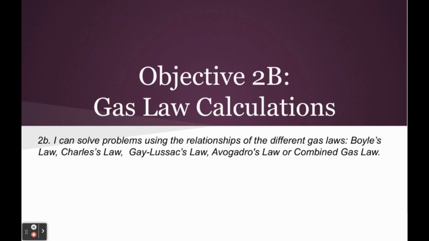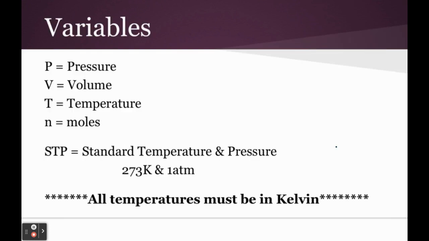Everybody, in this video we will learn Objective 2B, our gas law calculations. We have 5 separate gas laws that we will learn in this objective, but they are all pretty closely related to each other. These are our variables that we'll be dealing with in our gases unit. P stands for pressure, V for volume, T for temperature, and lowercase n for moles. It's very important that it be lowercase n.